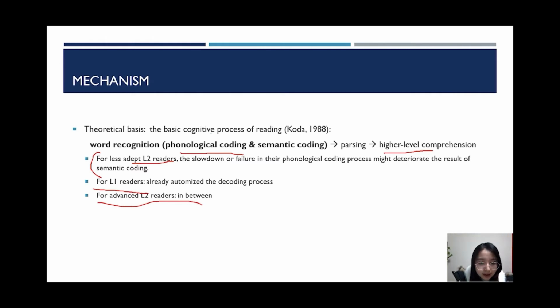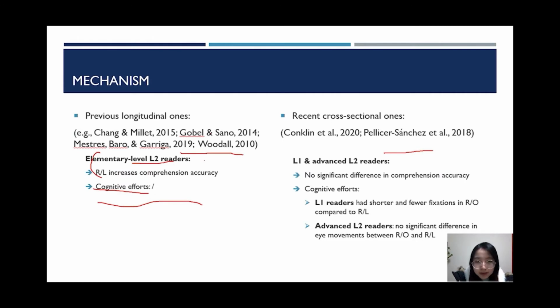So this seems like a very nice mechanism. However, it is unsupported by the empirical literature, because the two categories of studies are too different in their experiment scenarios and subject groups. The previous ones used long-term training, while the recent ones did not, and the previous ones looked at elementary L2 readers, while the recent ones looked at totally different subject groups. And that is why we had our current study.